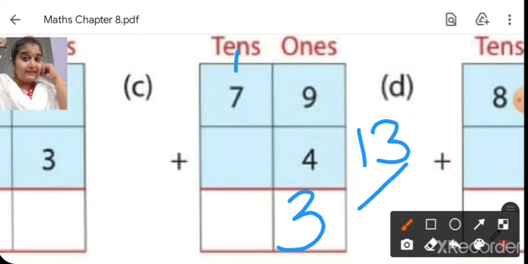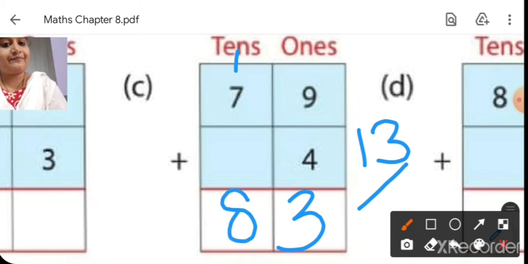Okay, carry forward 1. Next, 7 in the mind, 1 in the finger. After 7, 8. So what is the answer? 83. Okay, children, what is the answer? 83.